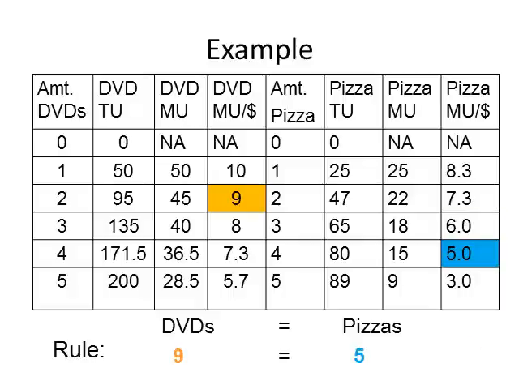Moving down the pizza MU divided by dollar sign column, the DVD MU divided by dollar sign is 9, and the pizza MU divided by dollar sign is 5. Since 9 is not equal to 5, Colleen will choose not to consume at this point.